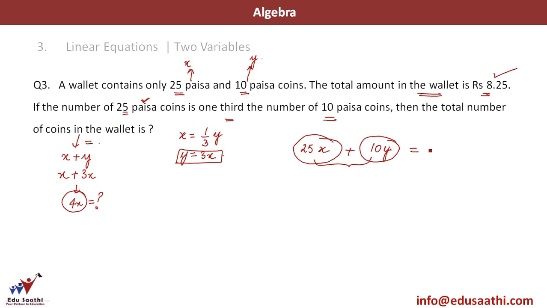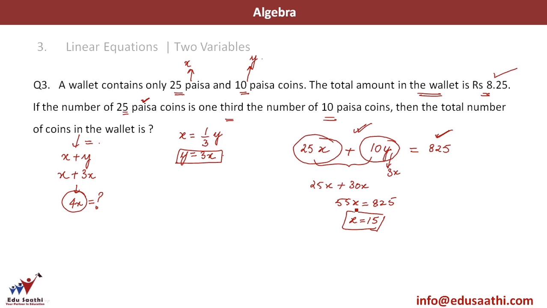If you look at it, your right hand side is in paisa, and the left hand side is in paisa, so the right hand side would also be converted into paisa. I'll put the value of y as 3x. I will have 25x plus 30x, which is 55x, equal to 825. Dividing 825 by 55 gives me the value of x, which is coming out to be 15.